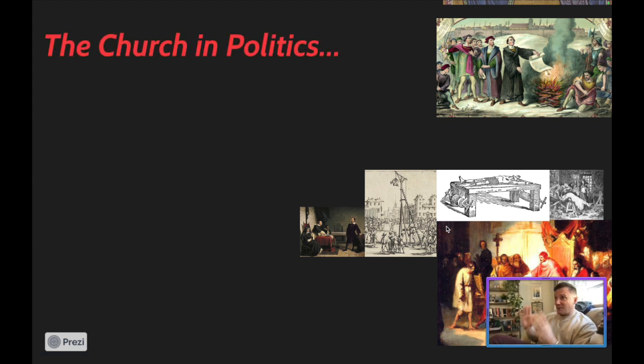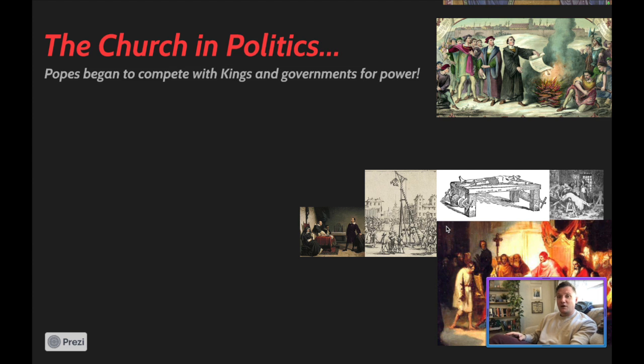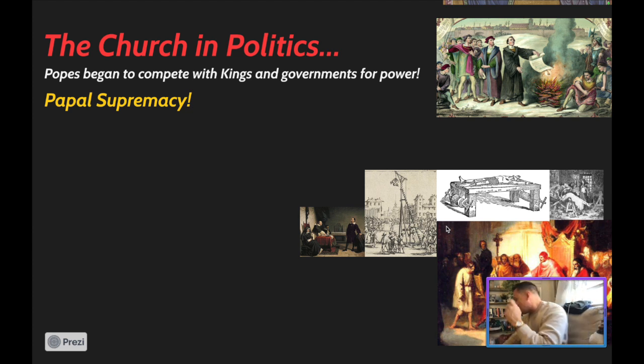Now, the church in politics, though, is going to be very important as well because their political presence is beginning to grow, right? Because of the effects of these monasteries, because of the growth of these early universities drawing in a lot of attention, leading to the birth of the Renaissance, which happened in some of these early monasteries. What's going to happen is, because the church is becoming so important in society, it's beginning to take on some political roles as well, right? Popes began to compete with kings and governments for power. In the High Middle Ages, we're going to see the Pope rise up as one of the most dominant figures in all of history, right?